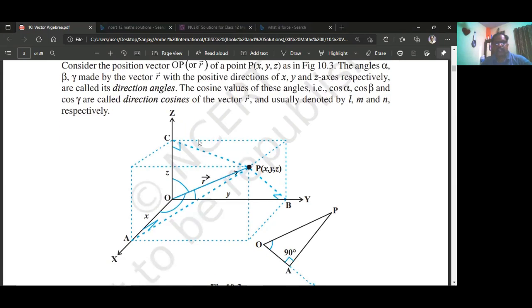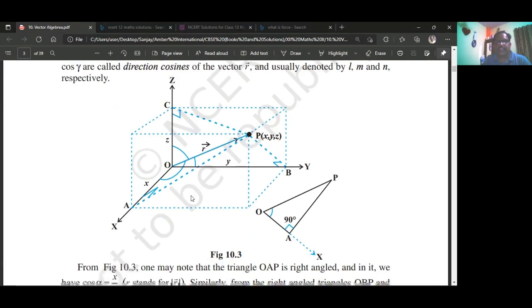I hope it is clear. I will repeat it once again. The direction cosines are nothing but the cosines of the angles made by a vector r bar with the positive directions of the x, y and z axes. So it is simply a direction cosine, and they are generally denoted by the letters L, M and N.